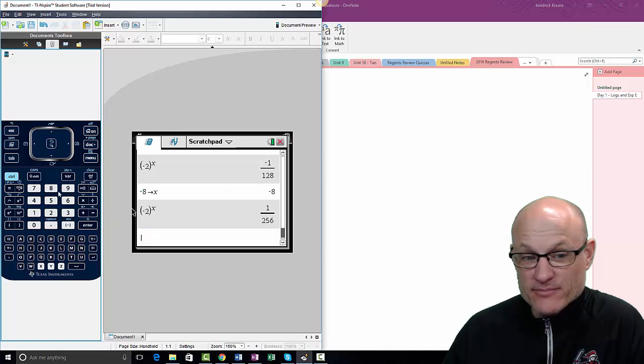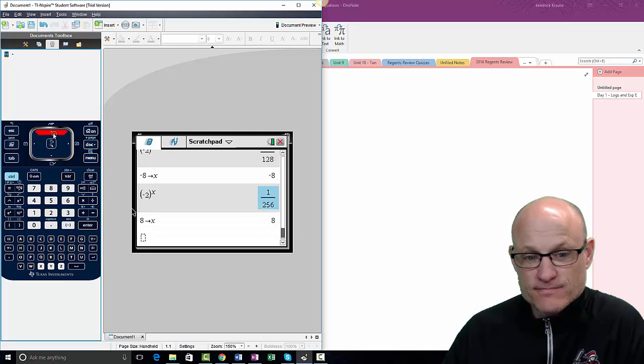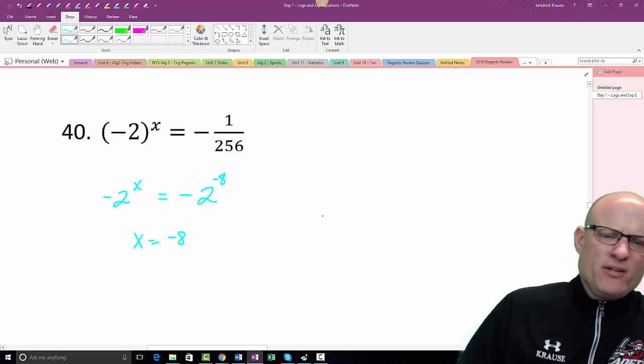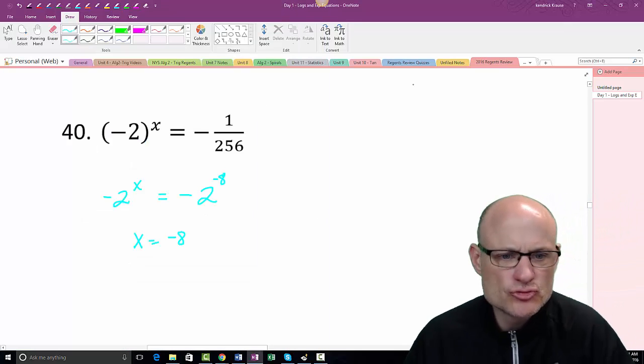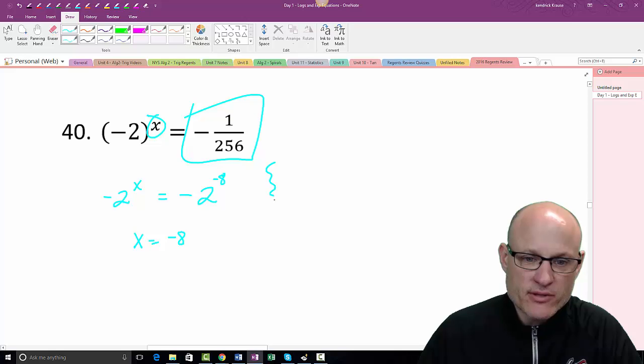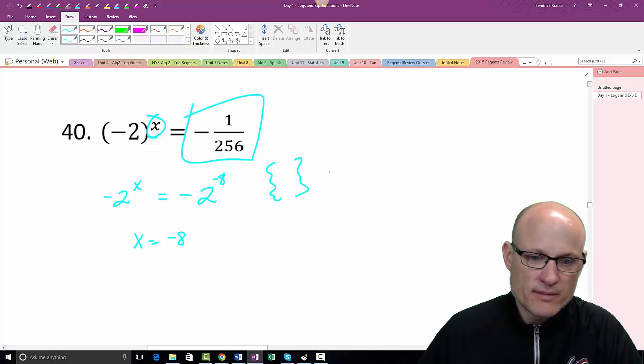What if it was positive 8? I don't think this is possible. You can't raise something to an even exponent and equal something negative. I think this is the empty set. Let's move on. Dumb question.